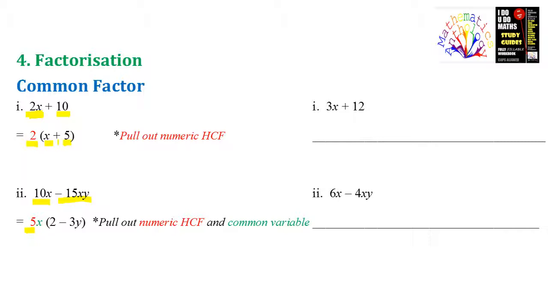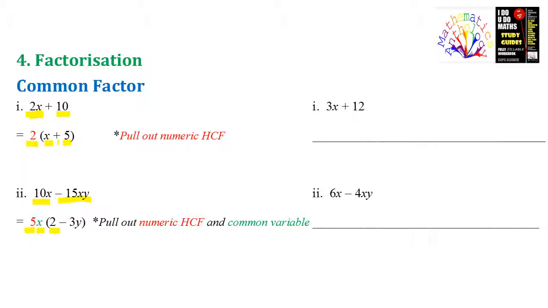Now if I look at my variables, I have x in my first term and I have xy in my second term. I can see there that there is a common x to both those terms. So I will also pull out x as my common factor. So my common factor is actually 5x. So I need to ask myself again, 5x on the outside times what will give me my first term of 10x? I know that 5x times 2 will give me 10x, so I put 2 on the inside of my bracket.